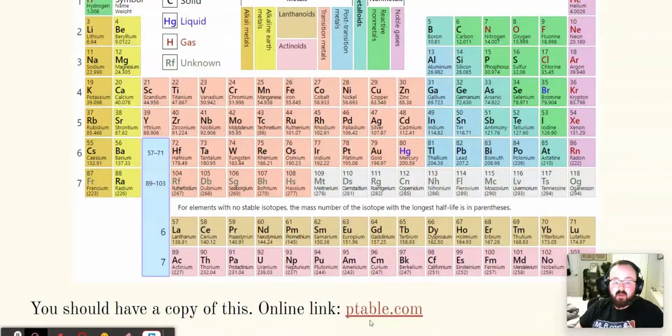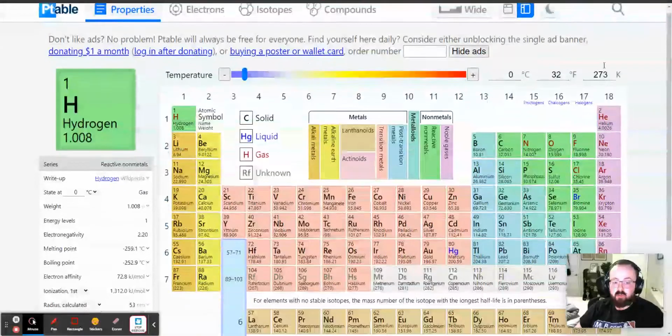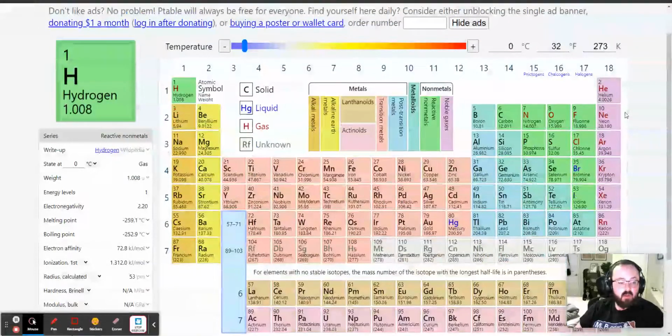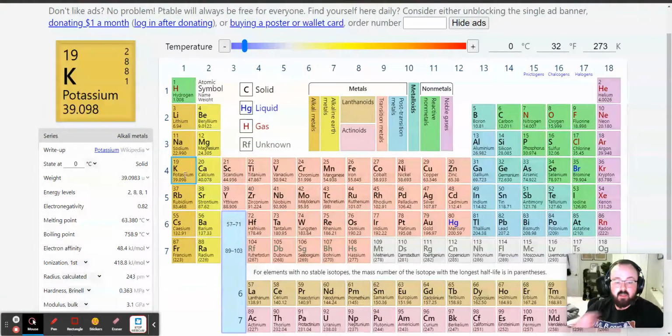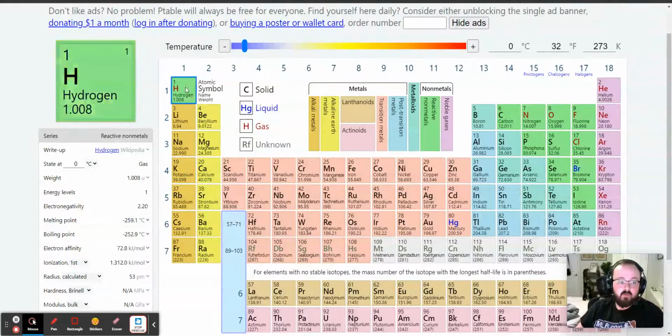I link the periodic table, ptable.com, a wonderful resource. It's what I've used to print out everything in class. It's right here, but I'm actually going to open this up and bring us to ptable.com because it's so interactive. So the first thing that I just want to go through and show us is the general structure of it. We start over here with hydrogen in the top left corner, and our atomic number here is 1.